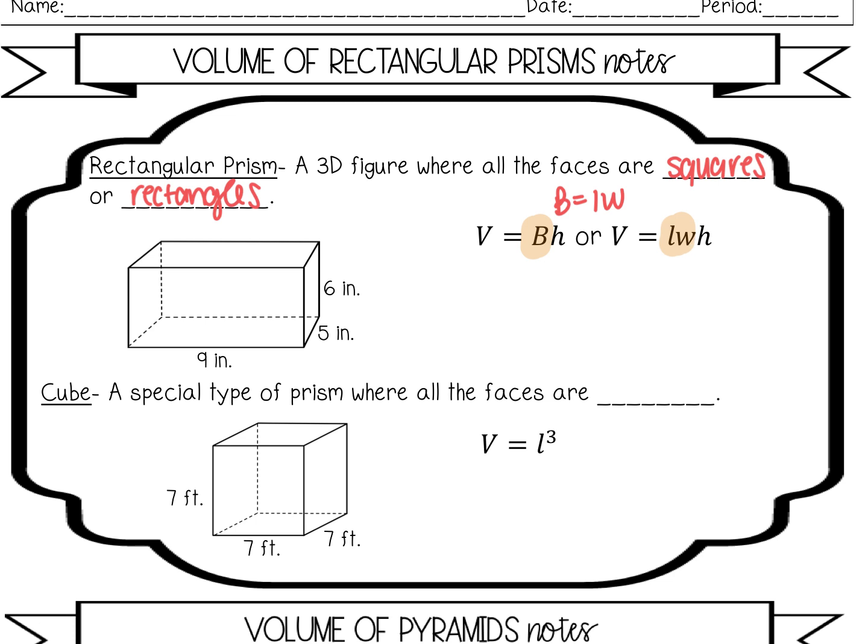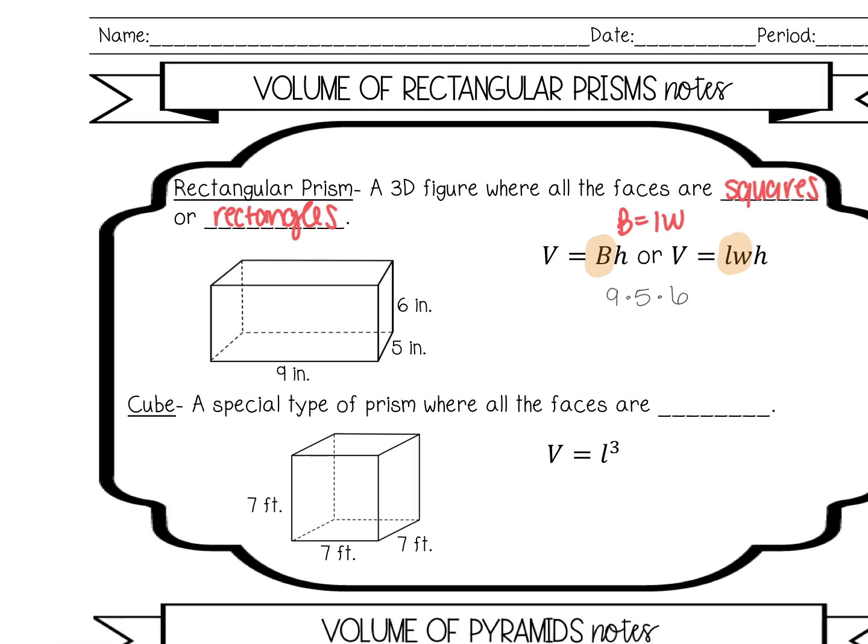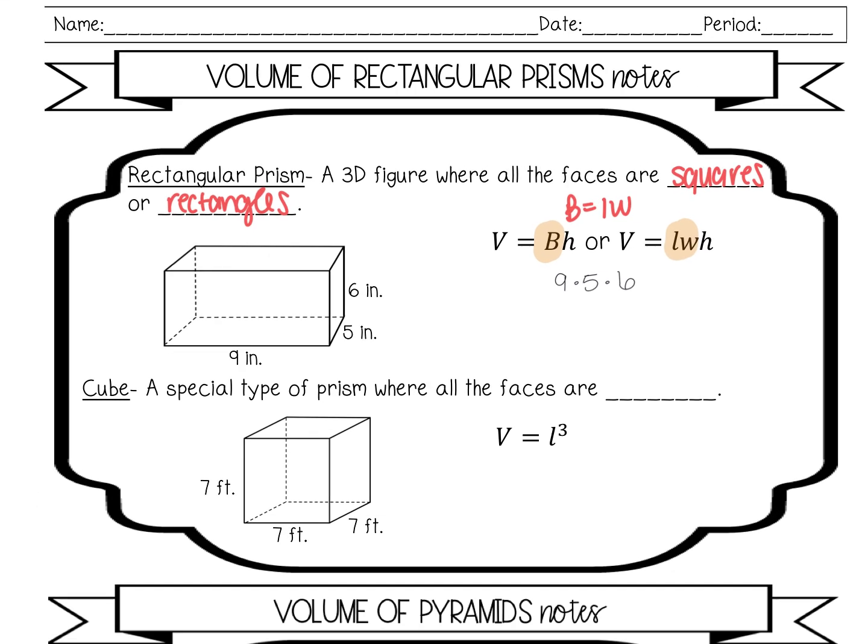So looking at it, what am I plugging in? I'm just going to plug in everything that they're giving me. So I'm going to take my length times my width times my height. I'm going to plug that into my calculator, 9 times 5 times 6. And that's going to give me my volume, which is what? 270. Let's check it. 9 times 5 times 6. 270. Good. Inches cubed.